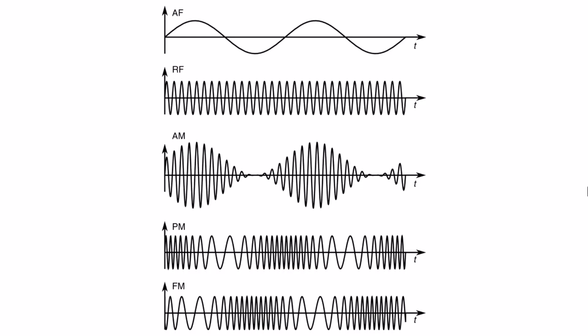The next question, which of the following phone emissions uses the narrowest bandwidth? The options for phone emissions are AM, single sideband, or FM. Single sideband is really a version of AM. It's just you're suppressing the carrier frequency and one of the sidebands.